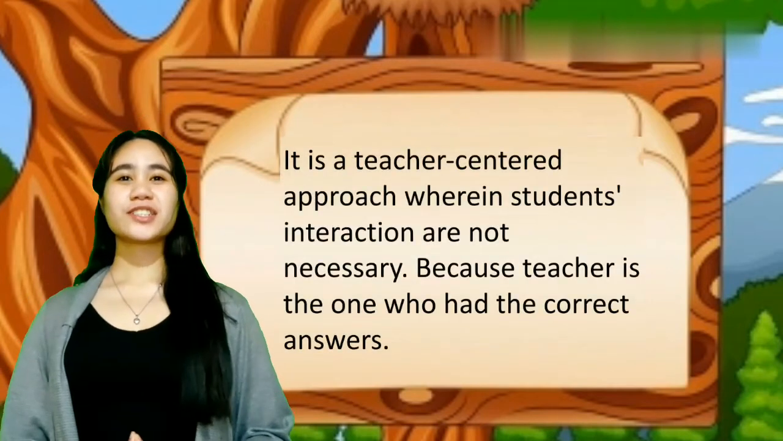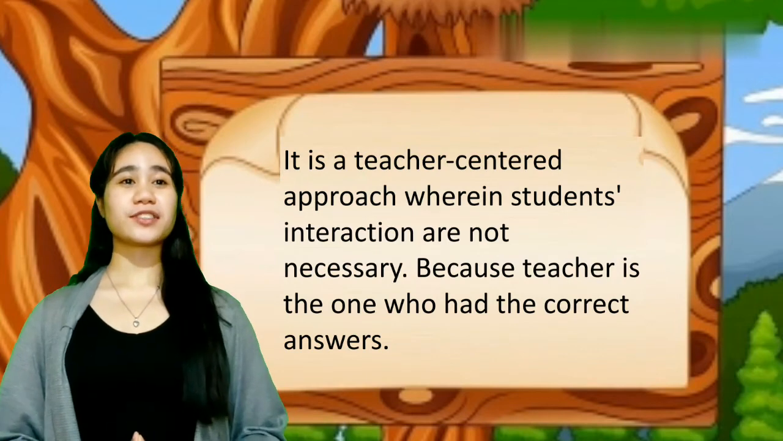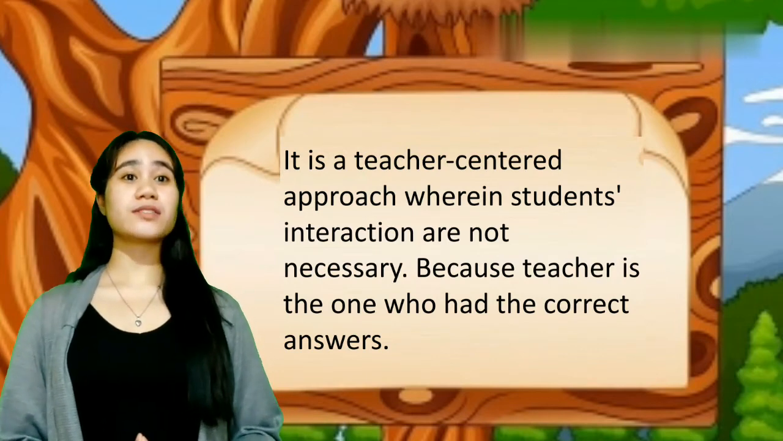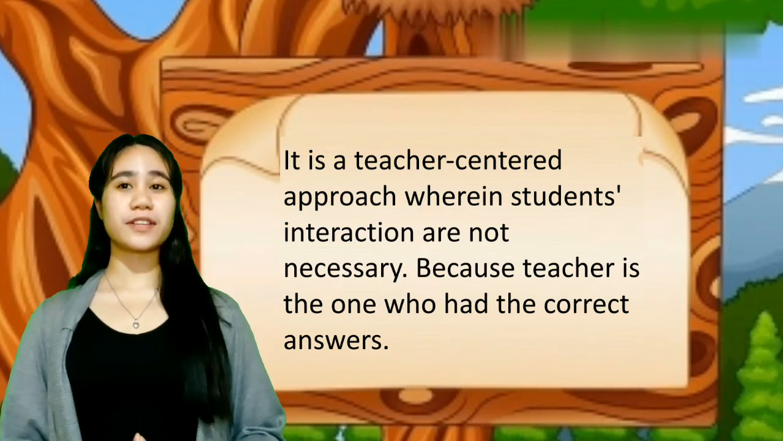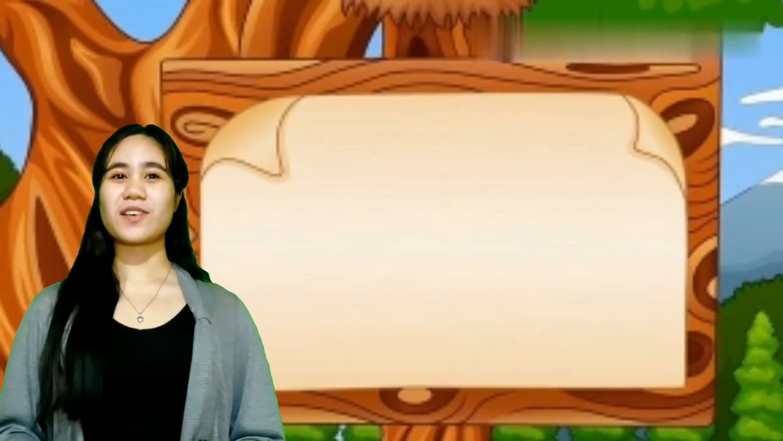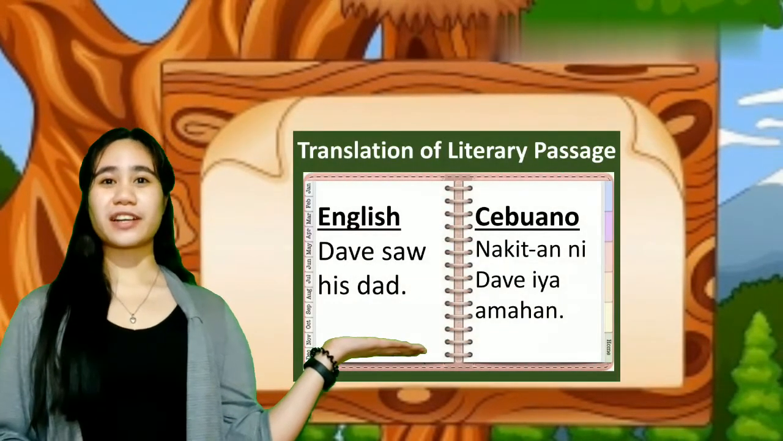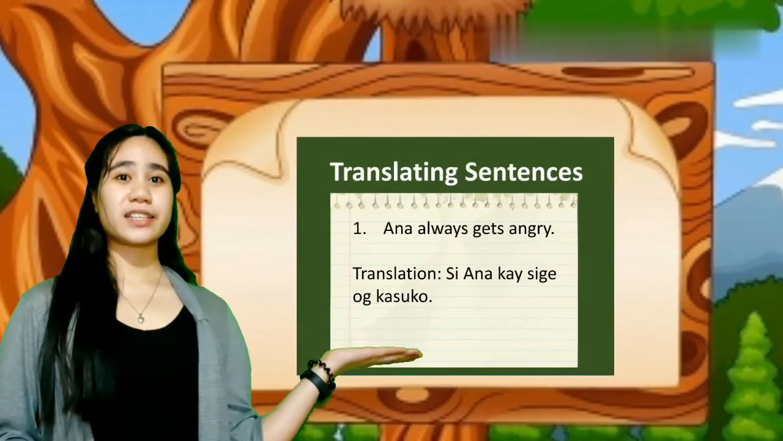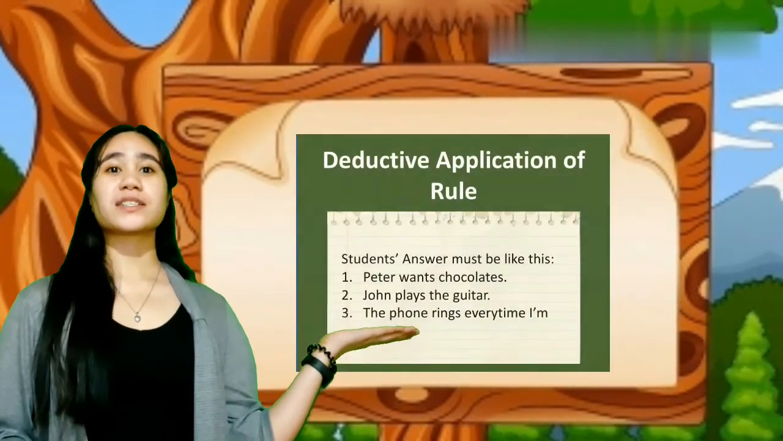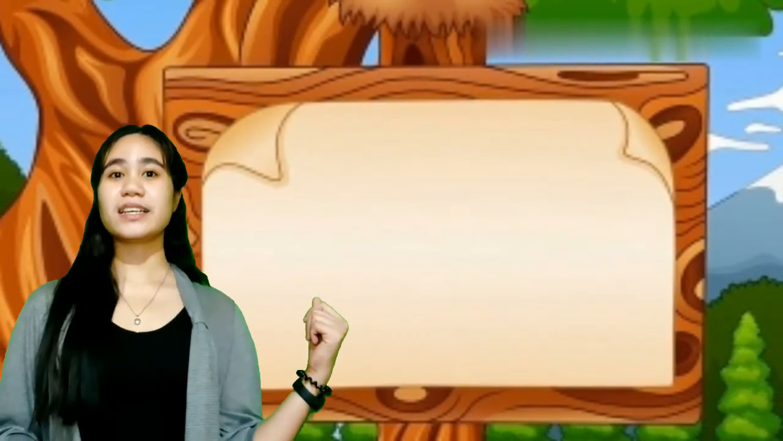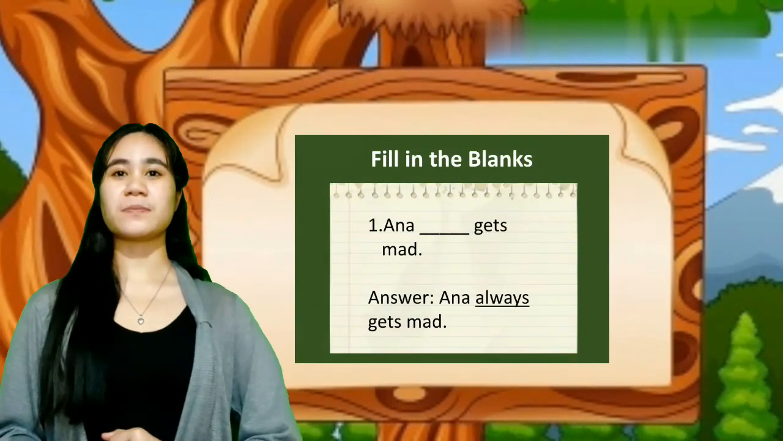It is a teacher-centered approach wherein students' interaction is not necessary, because teacher is the one who do the talking while students exclusively listen. The types of activities of these methods are translation of literary passage, reading comprehension question, translating sentences, the teacher explains the rule and students applied it in example, and lastly, the fill-in-the-blanks activities.